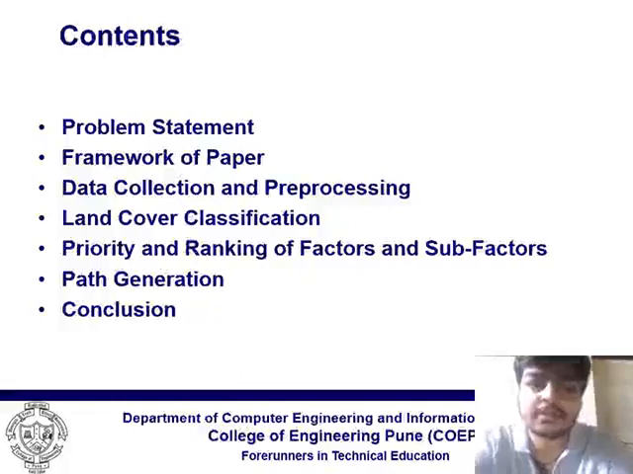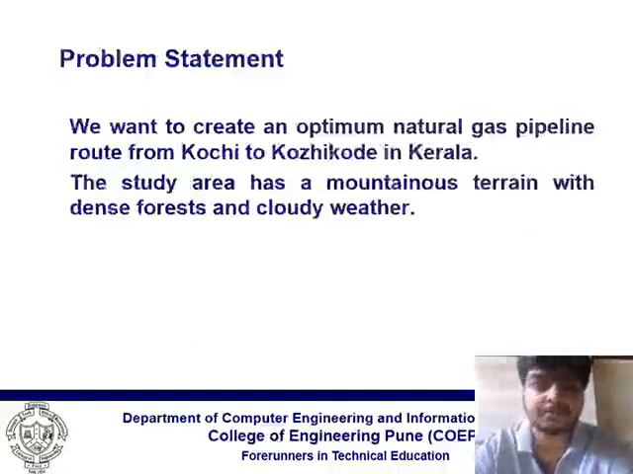So the flow of this presentation is as such. First we're going to talk about the problem statement, then about the framework of the paper, and then we're going to discuss data collection and pre-processing of the data set. Then we are going to talk about the results of land cover classification, and then about the priority and ranking of factors and sub-factors which influence the path generation. Then we are going to talk about generating the path, and then we are going to see the conclusions that I have come to.